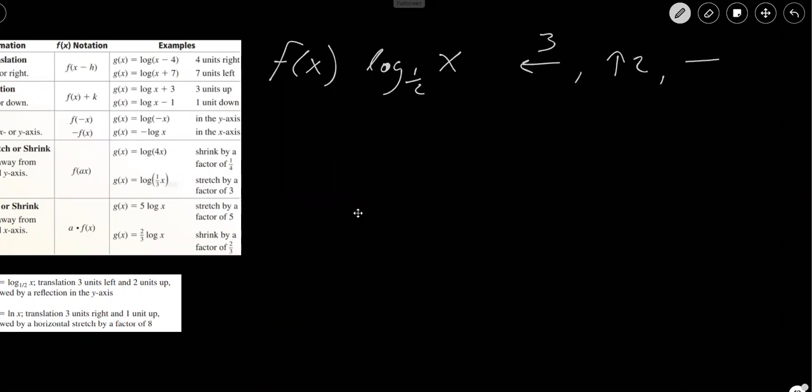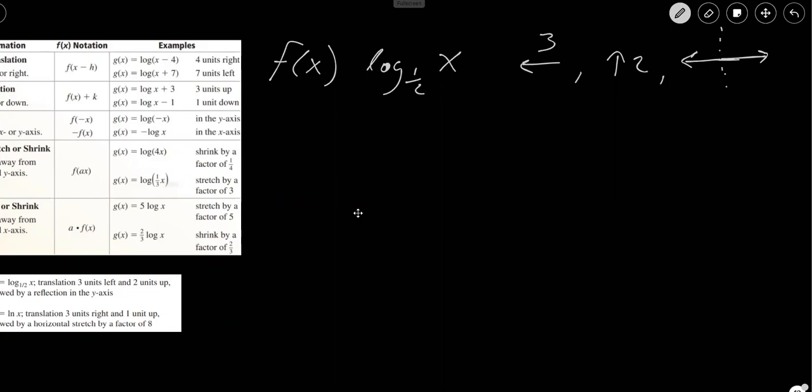So remember that the y-axis is acting as the mirror. So everything on the left gets reflected to the right. Everything on the right gets reflected to the left. All right, so let's step through these.